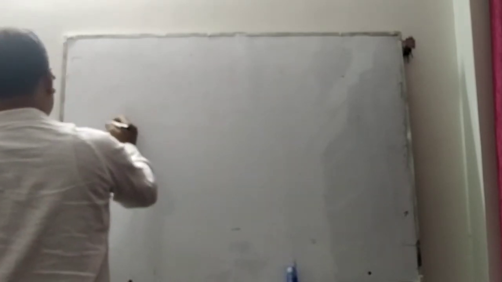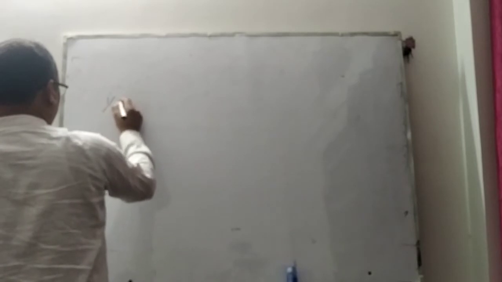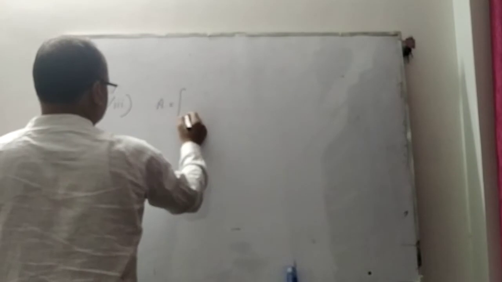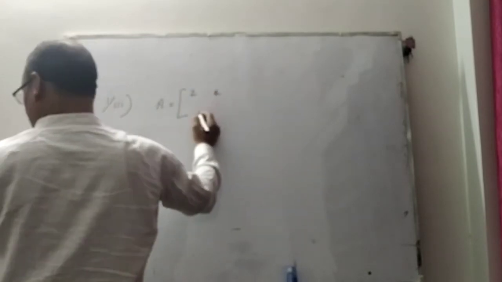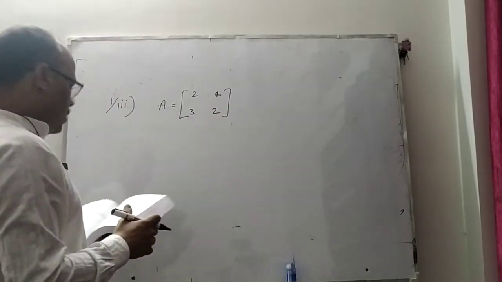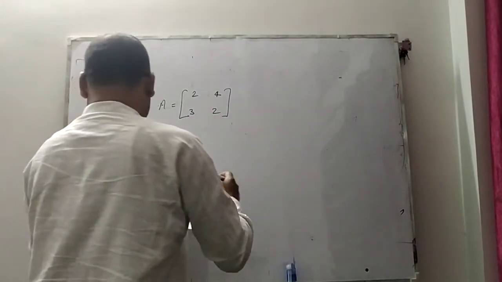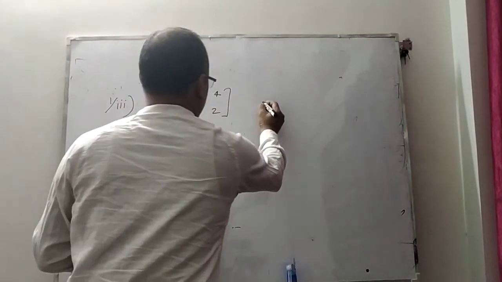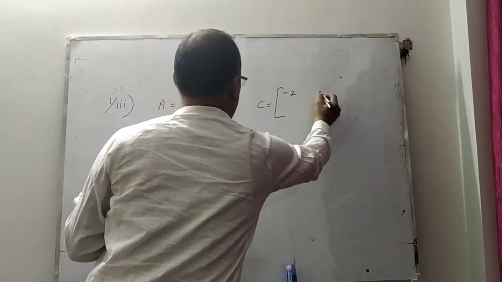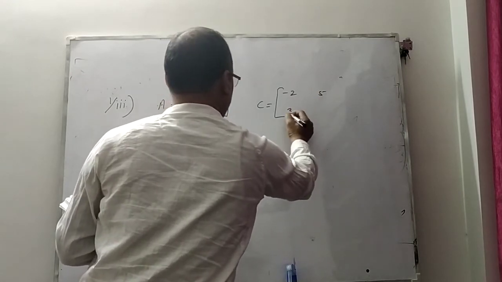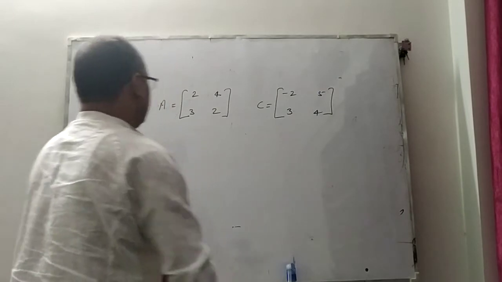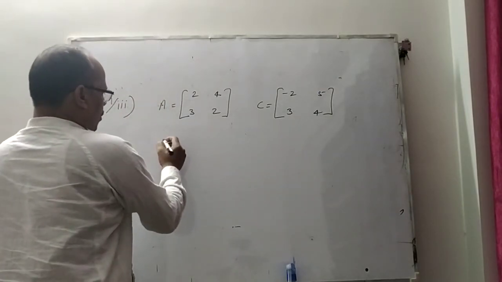Okay, first third part. A is a matrix 2, 4, 3, 2. Order of A is 2 cross 2, second order you can say. And C is the matrix -2, 5, 3, 4. You will see this. What will you get?